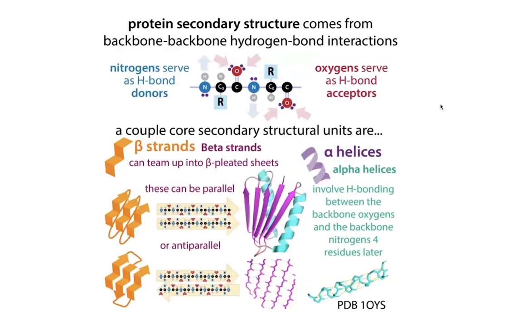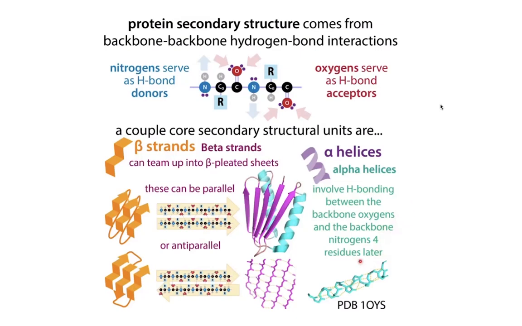So now let's dive deeper into that secondary structure. The two main structural units we're going to talk about are our beta strands, which can team up into beta pleated sheets. This is where you have multiple strands interacting with one another. These can be in a parallel manner, where the strands are going in the same direction, or in an anti-parallel manner, where they're going in opposite directions. And then we'll also talk about alpha helices, which are these helix-looking things, which again are typically going to be in your right-handed form, as opposed to DNA, which is typically going to be in a left-handed helical form.